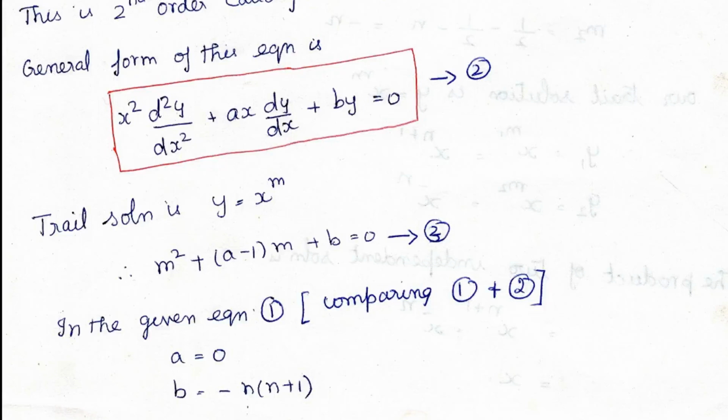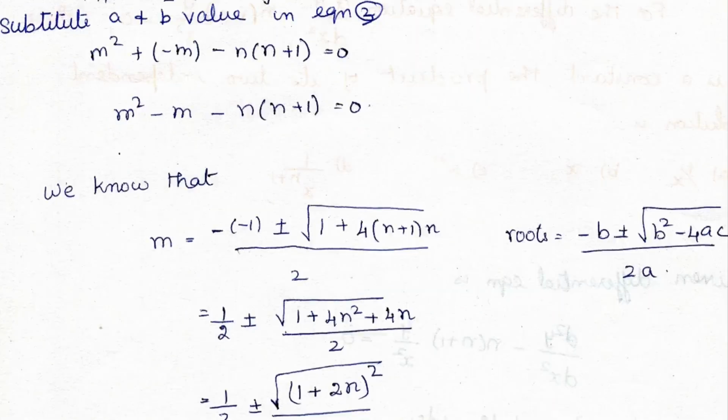If you take the question given, that is equation number 1, we can see that the a value is equal to 0 and the b value is −n(n+1). So now substitute the values of a and b in equation 2. Then you will get m² − m − n(n+1) = 0.